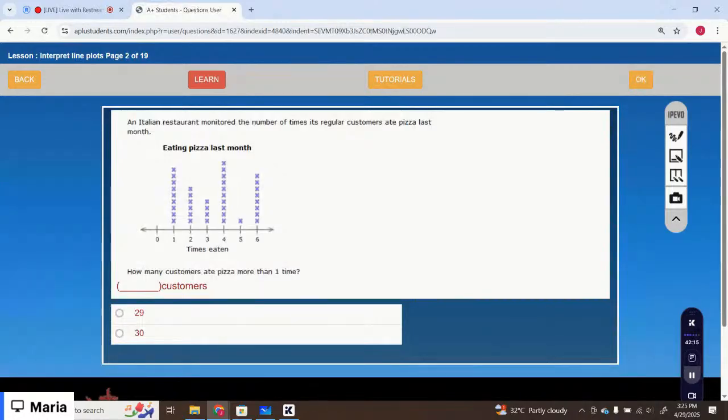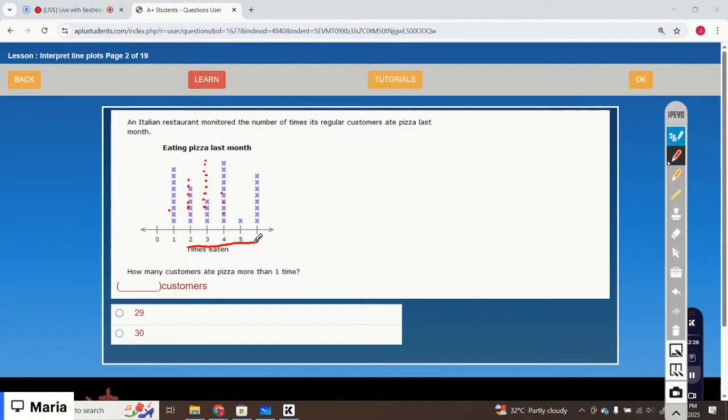An Italian restaurant monitored the number of times its regular customer ate pizza last month. How many customers ate pizza more than one time? So you need to add all the values that are more than one. So 2, 3, 4, 5, 6. Just add their outcomes, right?